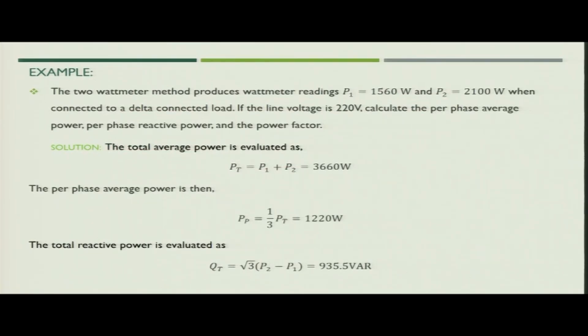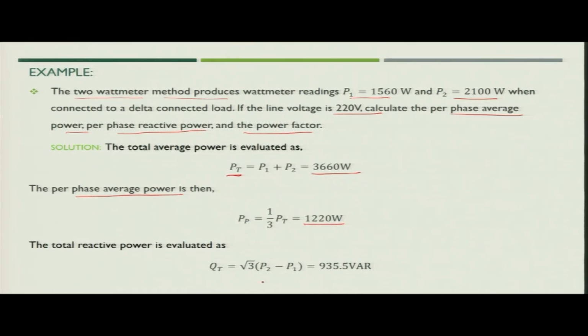Now, let us see quickly the third example also, where we need to use the 2 wattmeter method to find the value of per phase average power, per phase reactive power and the power factor. P1 and P2 are given and the line voltage is 220 volt. Since P1 and P2 are given, total average power you will get as P1 plus P2 is equal to 3660 watt. So, you can say that per phase average would be 1/3 of the total power. So, you will get 120 watt.